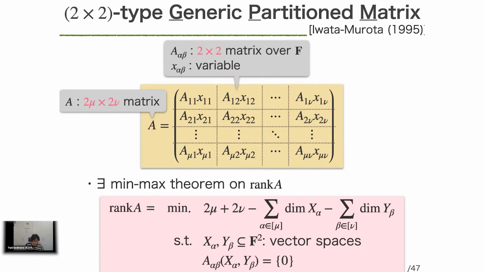Here it is known that there exists a minimax theorem on its rank. It says that the rank of A is equal to the minimum of some kind of optimization problem over vector spaces. In this talk, we'll consider the rank computation of a 2x2 type GPM.